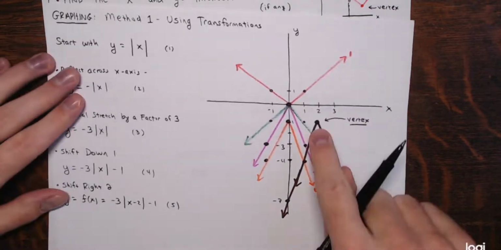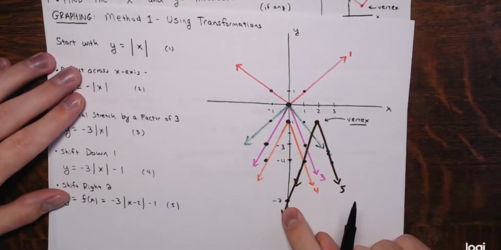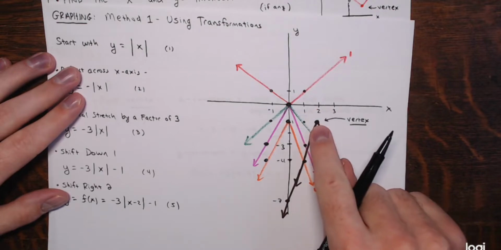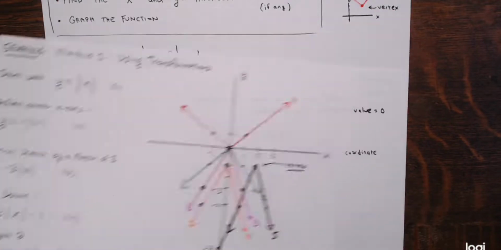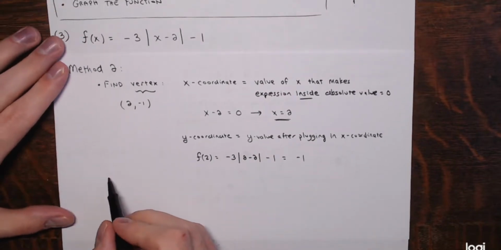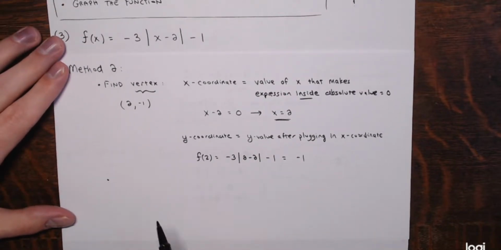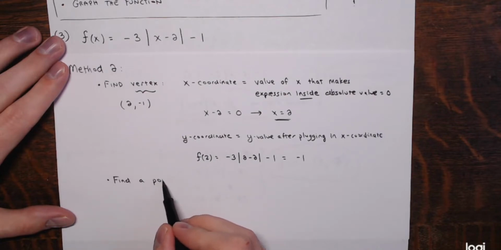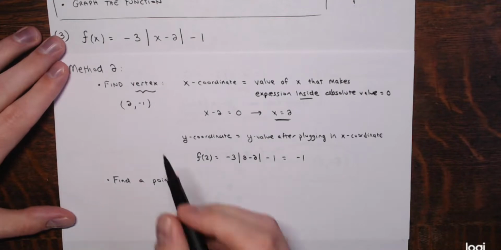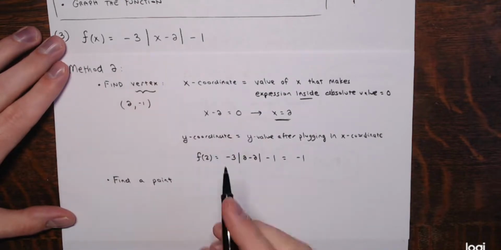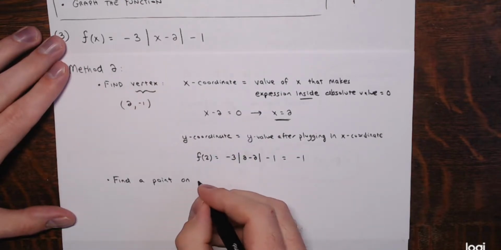See this fifth graph again, the final graph from my transformations? (2, negative 1) is that vertex. And then just find a point on either side, because you know these are going to be V-shaped. And again, this is for absolute value of a linear function only. Please know this. This method I'm using is only for these kinds of functions. Very, very specific.